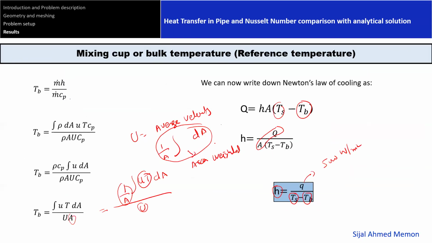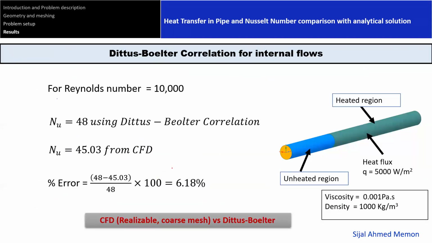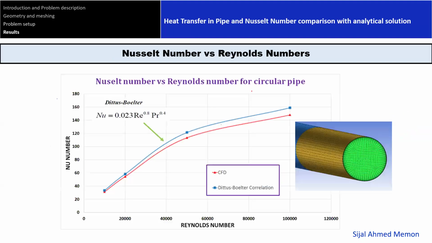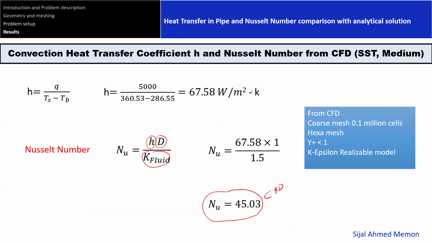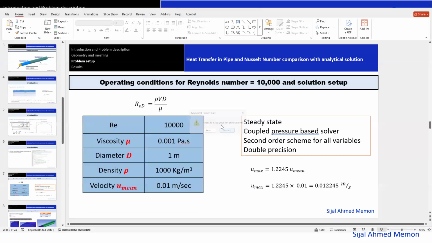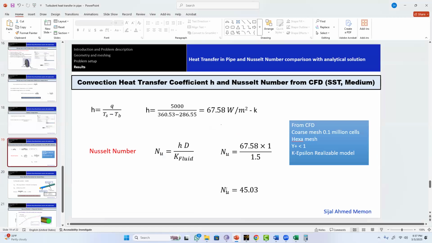Okay, so just compare them. How much error are you seeing here? If you compare them, we are getting an error of only 6.818%. This is with the coarse mesh, 48,000 cells only. Okay, so let's do it in Fluent. Any questions?